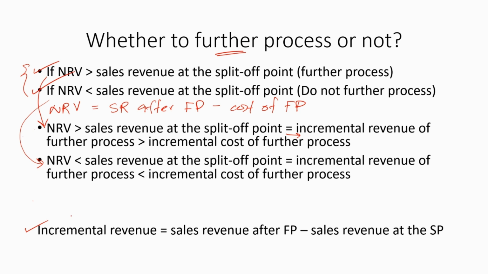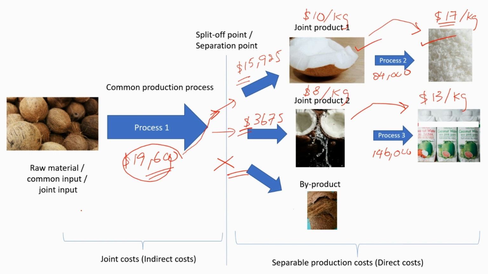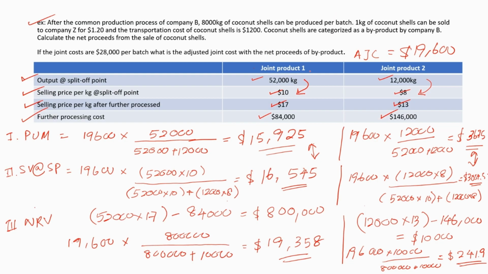Now let's go back and see whether to further process our joint product 1 and joint product 2. So we have already calculated the net realizable value for joint product 1, which is $800,000, for the joint product 2, which is equal to $10,000. These are the net realizable values.